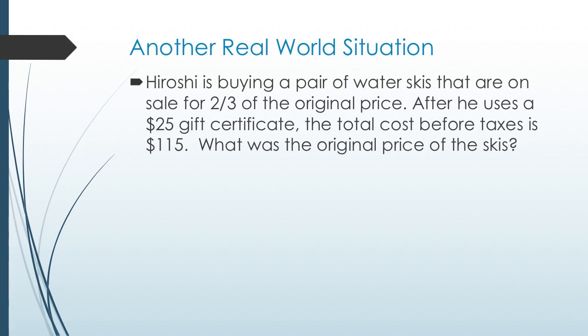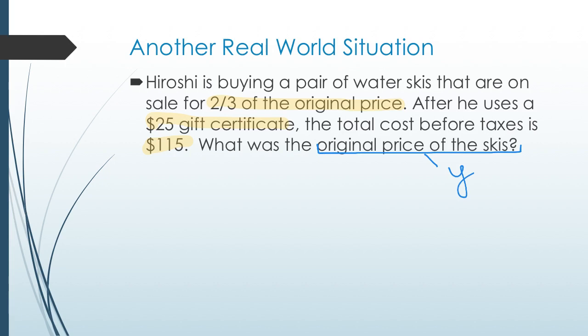Hiroshi is buying a pair of water skis that are on sale for 2/3 of the original price. After he uses a $25 gift certificate, the total cost before taxes is $115. What was the original price of the skis? So we're going back to our steps. First step, we need to define our variable. Our variable is going to equal the original price of the skis.